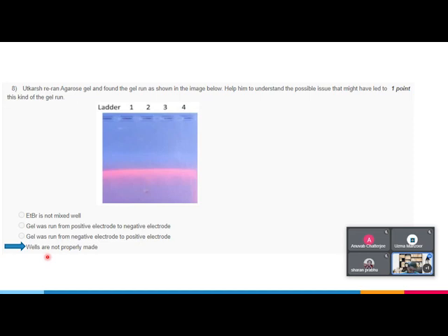This happens when the boundary between the wells breaks. So what might have happened is when Utkarsh went ahead to load the gel, the wells were not properly formed and they were essentially connected with each other. And so the DNA from 1, 2, 3, and 4 all mixed together, and instead of having distinct DNA runs in each of the lanes, we had one uniform DNA front, which looks something like this. You are correct.